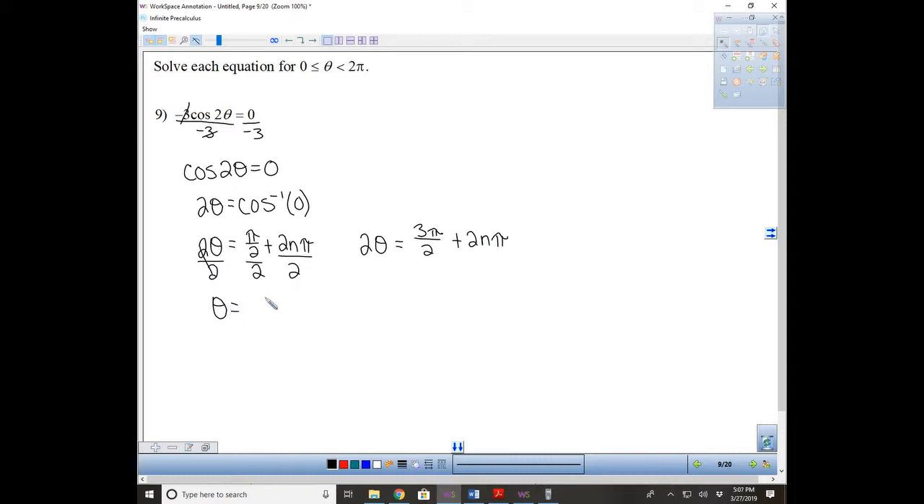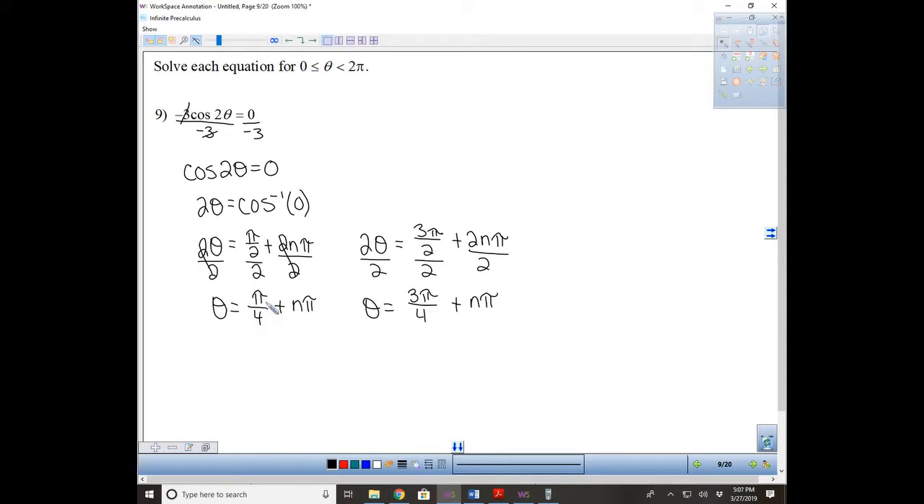So I get pi over 4 plus n pi. And then same thing over here. So I get 3 pi over 4 plus n pi. Now I can't leave it like this. This would be every single answer for infinity. But I only want to go from 0 to 2 pi. So every answer has to be between 0 and 2 pi.